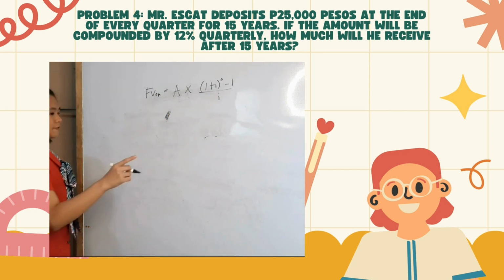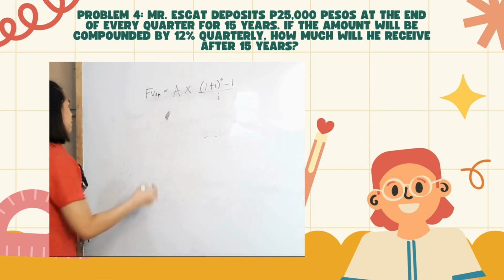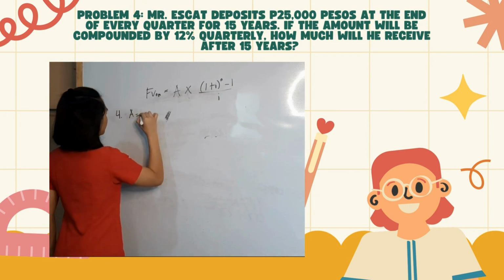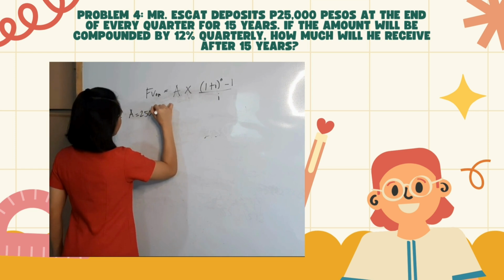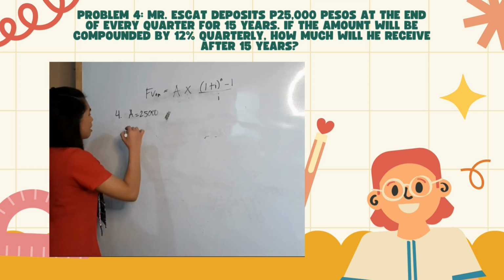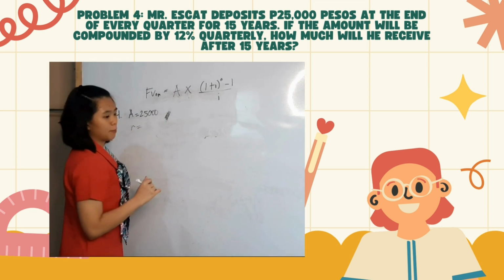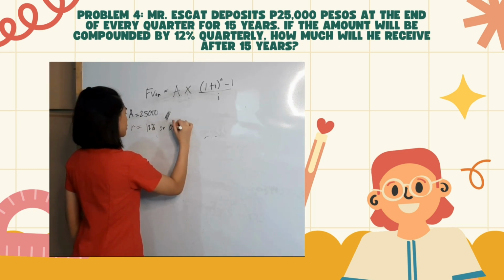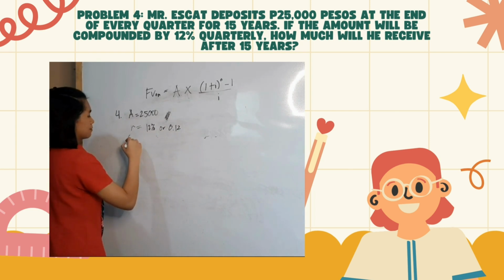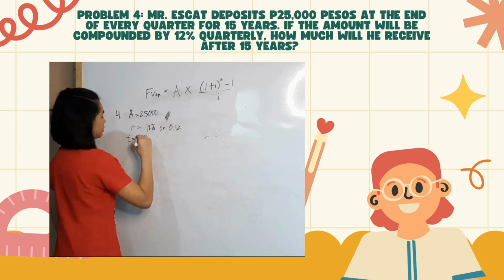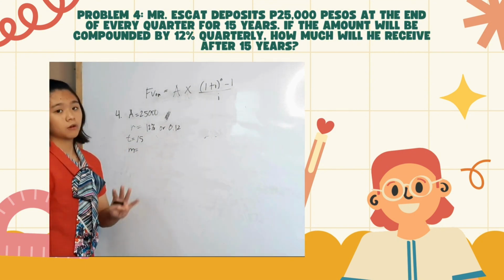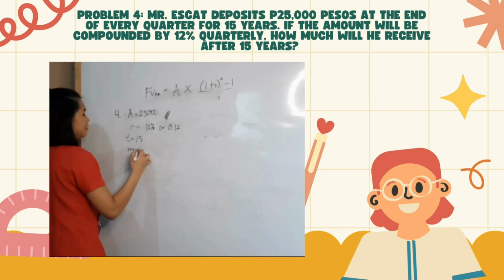Mr. Escat deposit 25,000. 25,000, that's our A. So number 4. A is equal to 25,000. Then r is equal to 12%, or 0.12. Then t, the time in years, says here after 15 years, so we write 15. Then m, number of times, so quarterly, so we have 4. In a year we have 4 quarters, so we write 4.